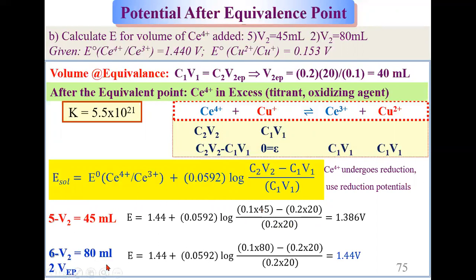At 80 mils, again, substitution. What do you notice about 80 mils? This is a special value point, which is actually 2 times the V at equivalence point. And if you look at the overall potential that we get, okay, what is that? That's just simply the E naught of the selenium couple. So at 2V equivalence, we get the E naught of the selenium couple. And that's it for a 1-to-1 type titration.